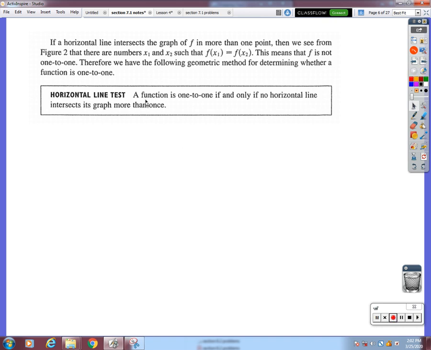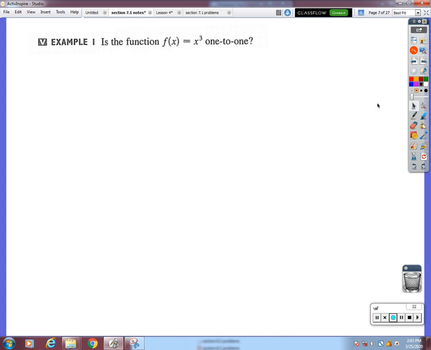The reason why they're not adding the vertical line test to this definition is because they are assuming that it's a function already. So we're assuming it's already passed the vertical line test, and if it also passes the horizontal line test, the inverse is a function as well.